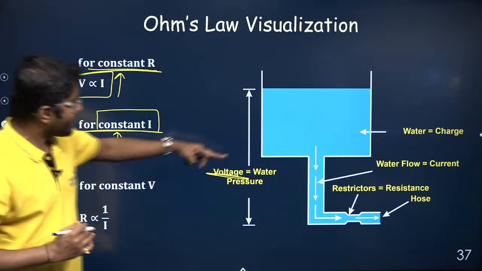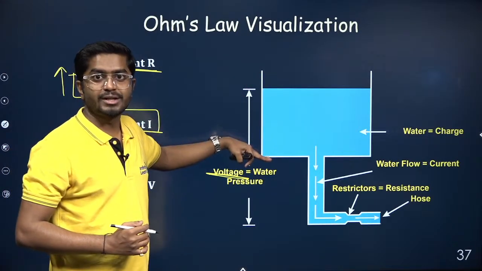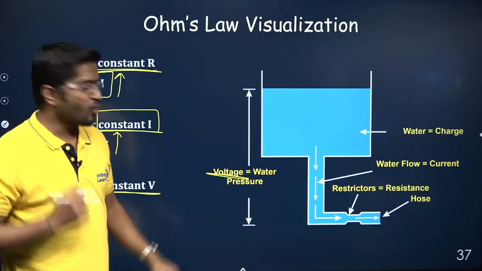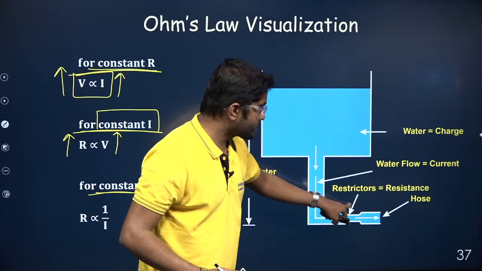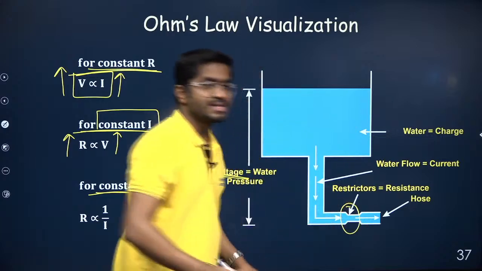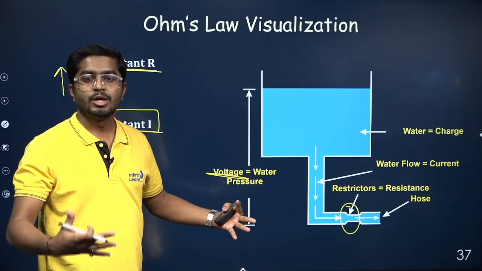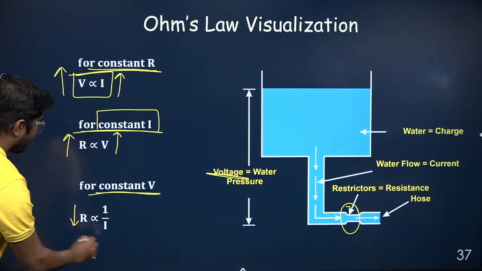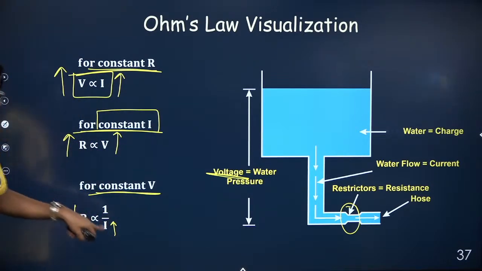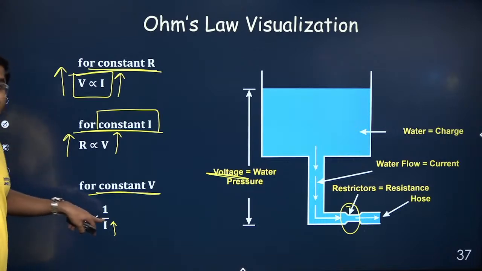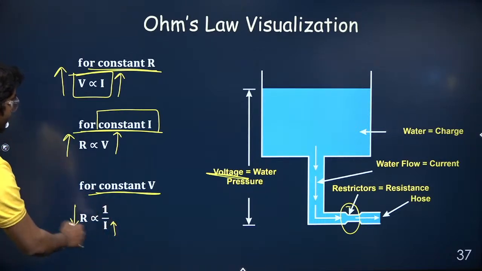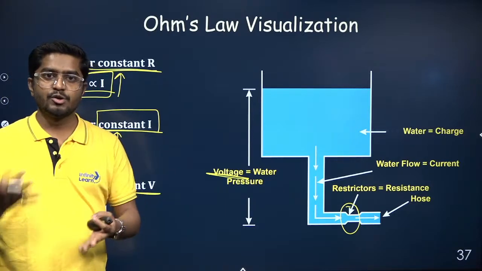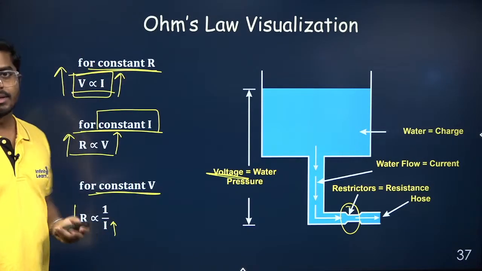And now third, if this height of the water is fixed, that means voltage is constant. Voltage is constant. So now you see this small region, that is our resistance. You make it wide open. That means you lower the resistance. So if you lower the resistance, what will happen? Current will increase. So there is an inverse relationship between resistance and current. So there is an inverse proportionality. These are direct proportionality. So there is a direct application, I would say, from Ohm's law. Clear?